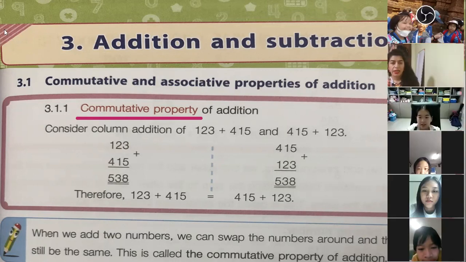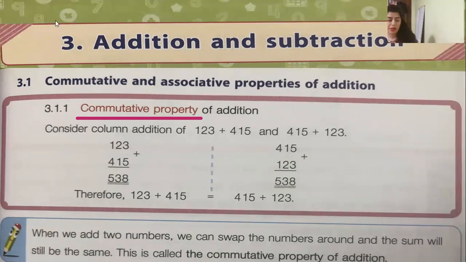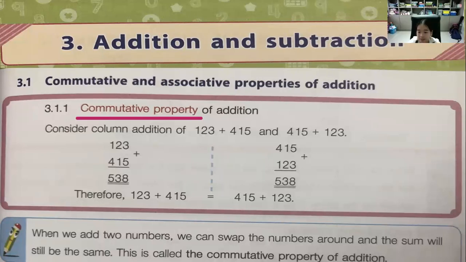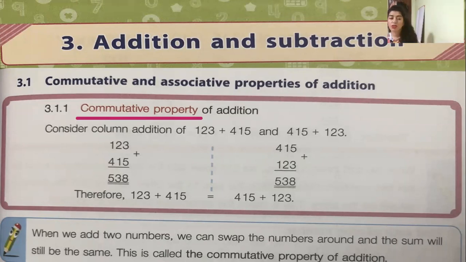Okay, can you please make one example? 2 plus 6 equals 6 plus 2. Very good, it is true. So they are commutative property.